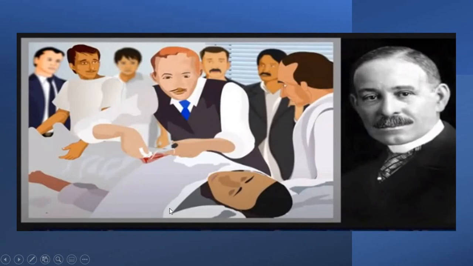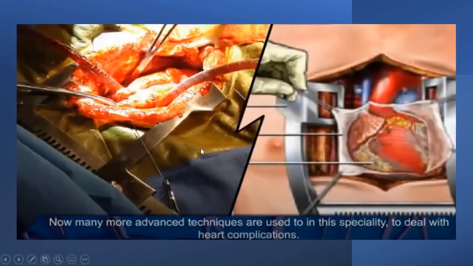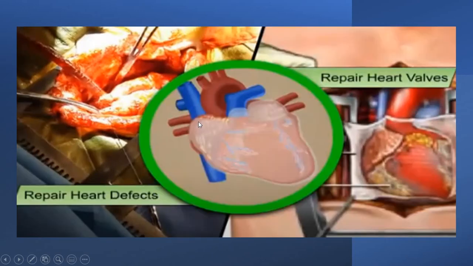Dr. Williams, with 6 staff doctors, performed a complicated and daring operation. Dr. Williams became the first surgeon to save his patient by successfully repairing the human heart. Now many more advanced techniques are used in this specialty to deal with heart complications. Open heart surgery, which can help to repair heart defects, heart valves, or even replace them, is also performed successfully. With proper measures, patients can recover from cardiac surgery faster than they did before.